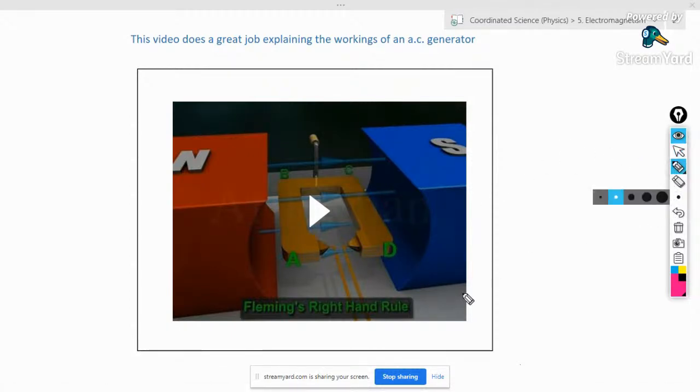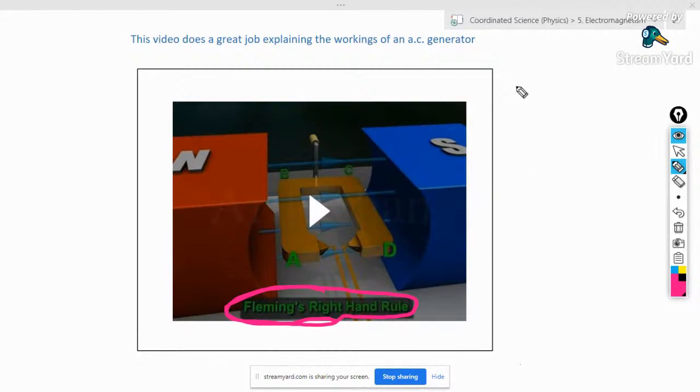I do want to point out one thing: here they'll talk about Fleming's right-hand rule for determining the direction. So keep in mind, in coordinated science, you don't even need to know how to figure out the direction of the current. That's only for separate science. So last week when I went over that, I shouldn't have. So don't worry about it if you didn't get it. If you did get it, great.